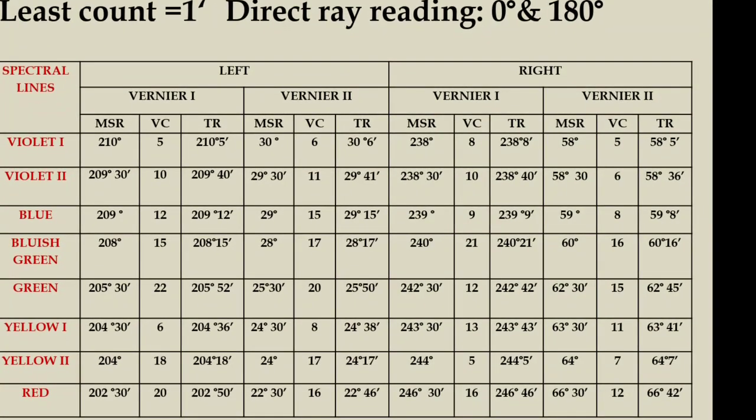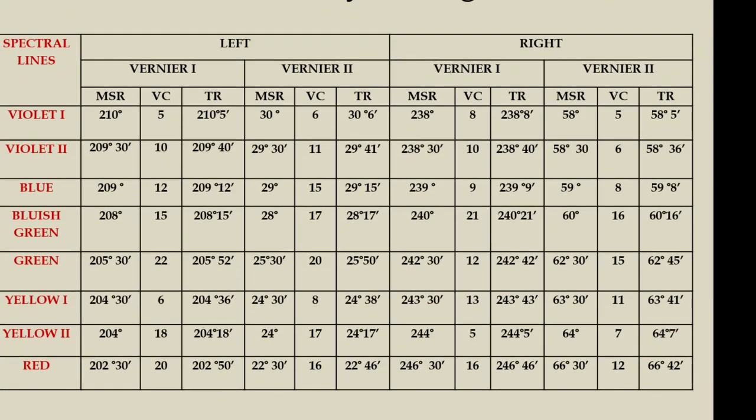In the next set of readings, the main scale reading is 209 degrees 30 minutes and the vernier coincidence is 10. So the total reading is 209 degrees 40 minutes. For vernier 2, the main scale reading is 29 degrees 30 minutes and the vernier coincidence is 11. So the total reading has become 29 degrees 41 minutes. In the same way, let us calculate the total reading for all the spectral lines for both cases, for the left as well as the right direction.